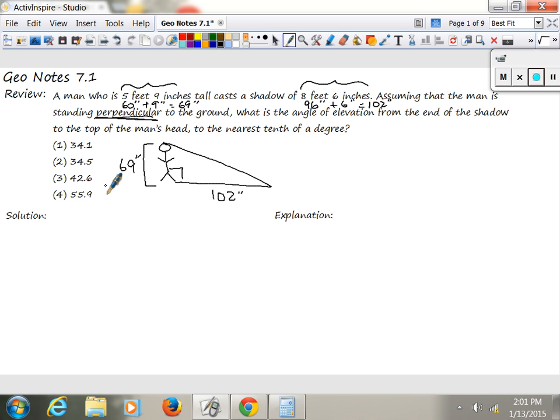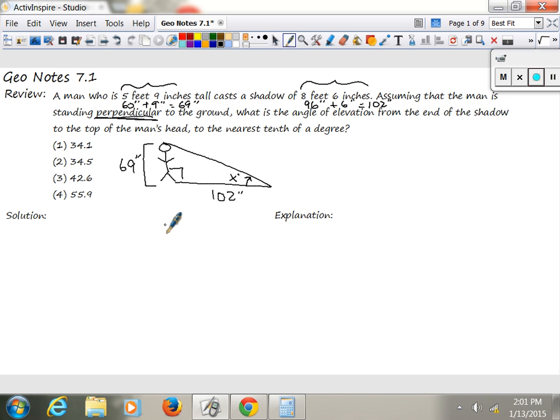Now it's asking us for the angle of elevation. Would that be the angle by his head or the angle by the ground? The ground, because the angle from the ground goes up, doesn't it? That's an angle of elevation. The angle from his head would be going down. So we want this angle that's going up, so this is the x that we want to solve for.